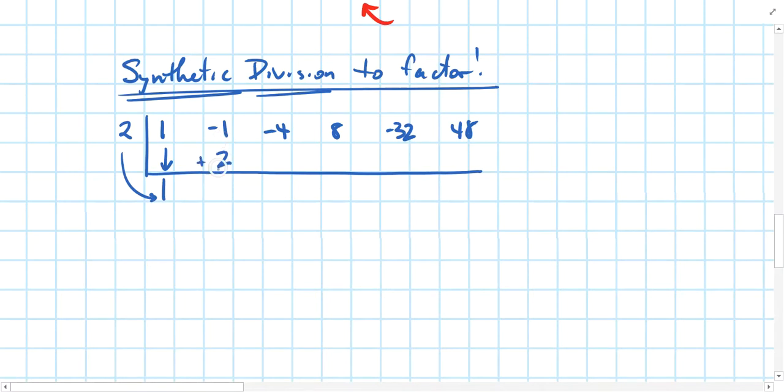Within this column, now that we have a stack of numbers, we're going to add these 2 together. -1 plus 2 is 1, and we're going to repeat the process again. This time the number 2 multiplies by this 1. We get 2 again. Since we have 2 numbers that are stacked, we're going to add those 2 values together. -4 and 2 is -2. We're going to continue that process all the way down the line.